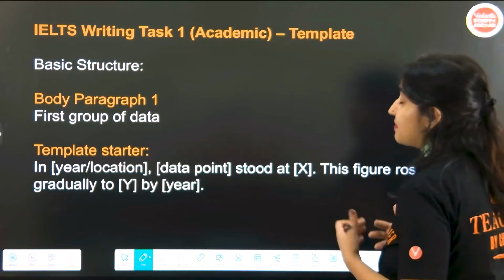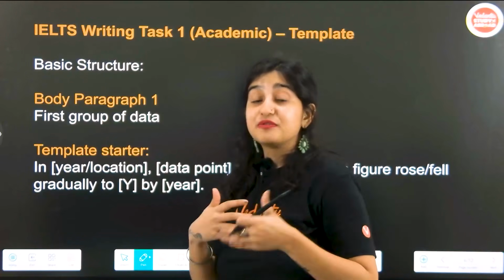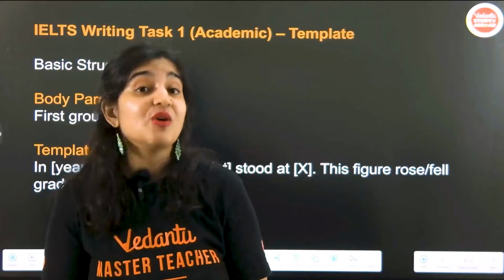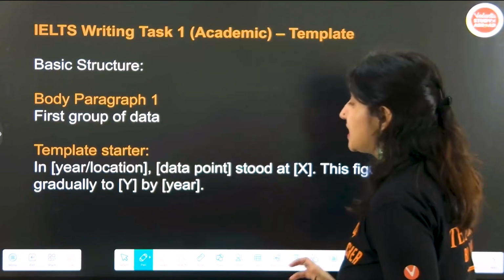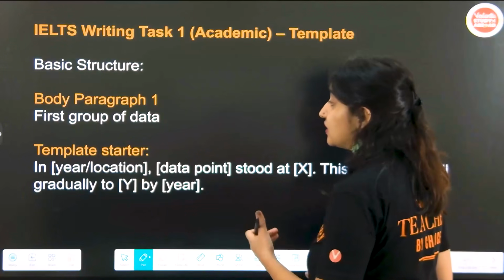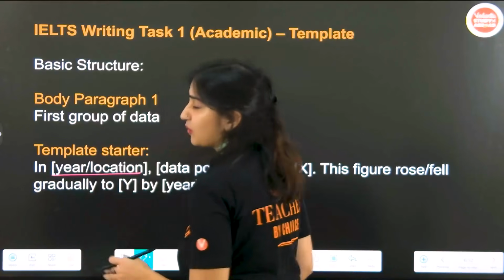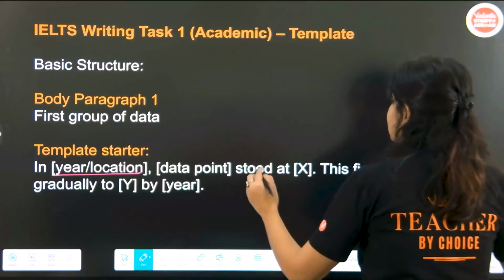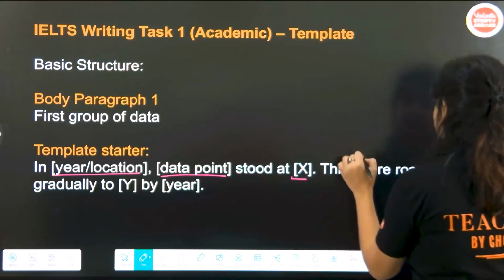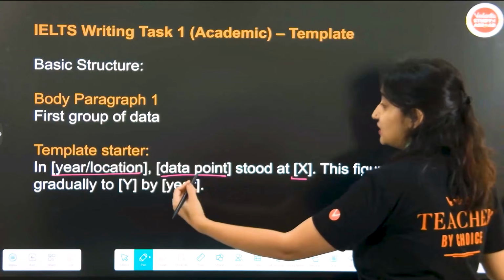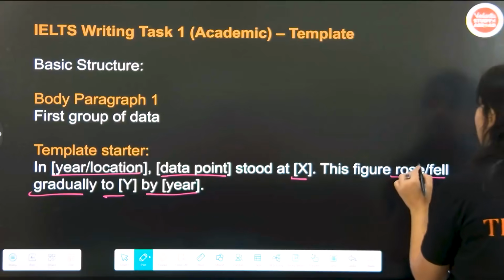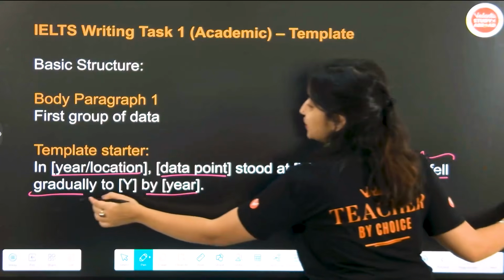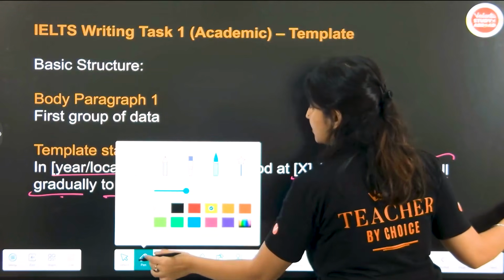Next, we have our body paragraph one, where you present the first group of data, and here you're actually going to cite the numbers given in the graph. It can look something like: in year or location, depending upon what the graph is about, data points stood at X, this figure rose or fell gradually to Y by the year so and so. So here, rose, fell, gradually, what are these? These are all trend words.